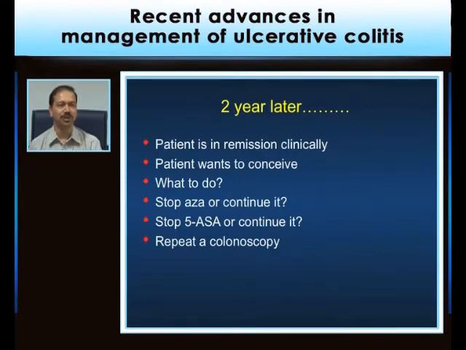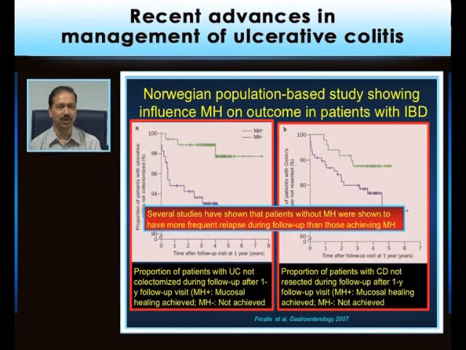Now at this stage, the patient wanted to conceive. What to do? Stop AZA or should we continue it? Stop 5-ASA or should we continue it? Because one may feel that all these drugs are not safe in pregnancy, or should we repeat a colonoscopy and then decide? The third question first I take: yes, we should repeat a colonoscopy.